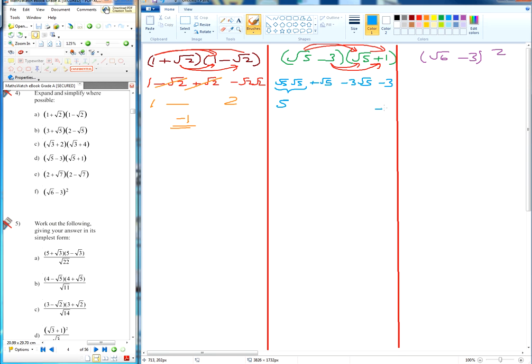Now, we said earlier that root 5 times by root 5 is 5. And then we have a minus 3 over here. Now, plus root 5, what's in front of the plus root 5 here? 1. What's 1 root 5 minus 3 root 5? Minus 2 root 5. Because I have 1 root 5 and I owe you 3 root 5. Now, what's 5 take away 3? 2.